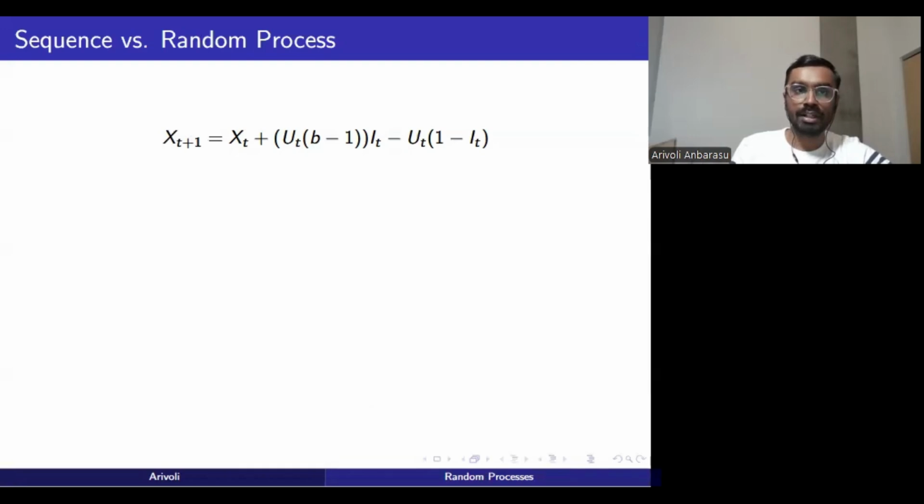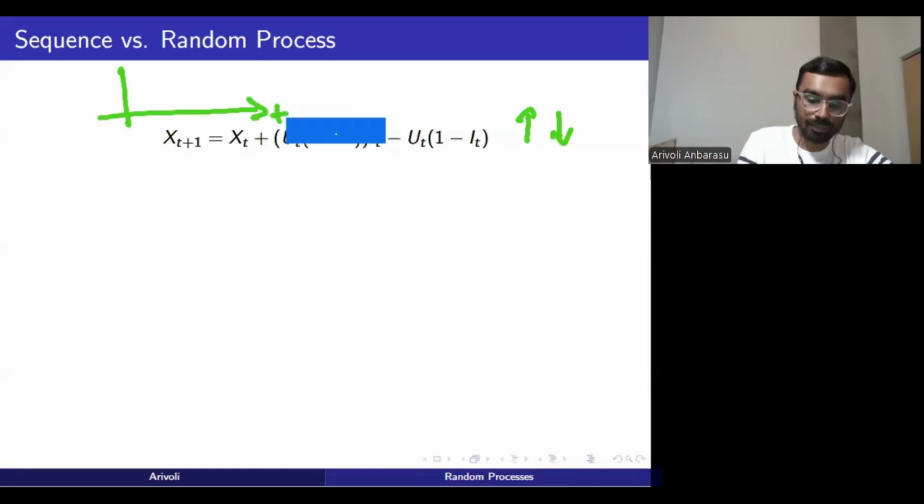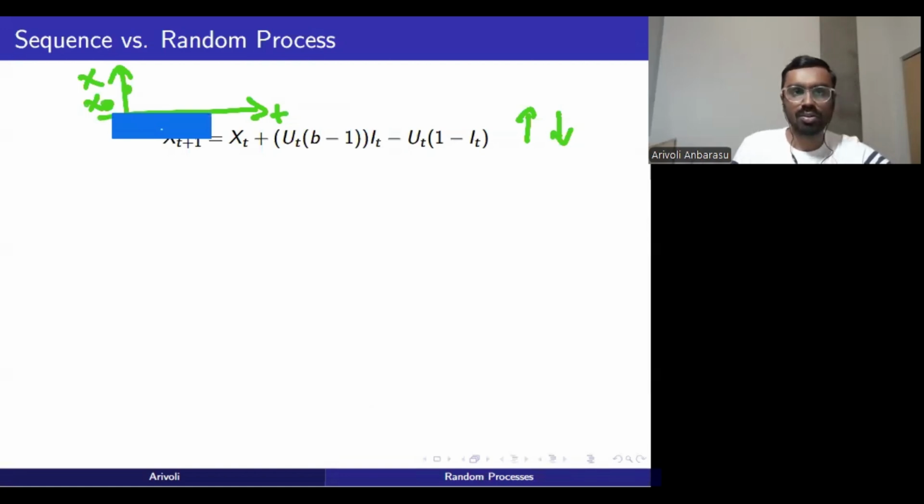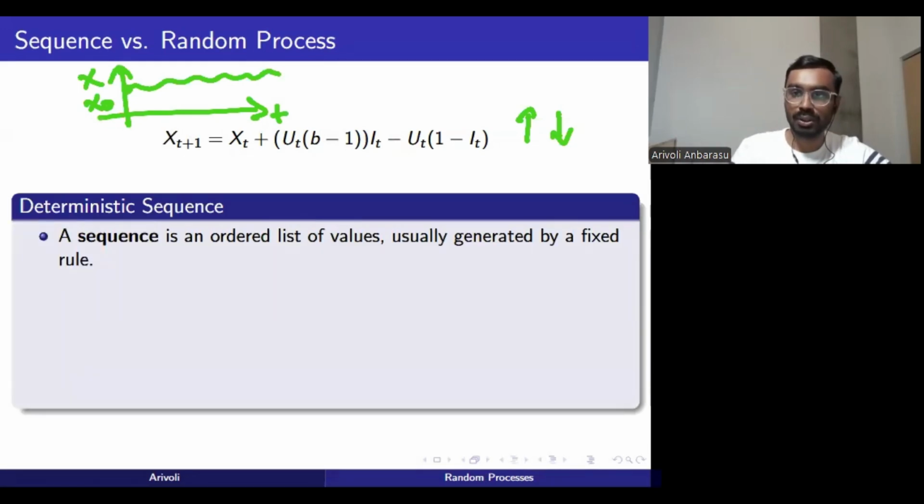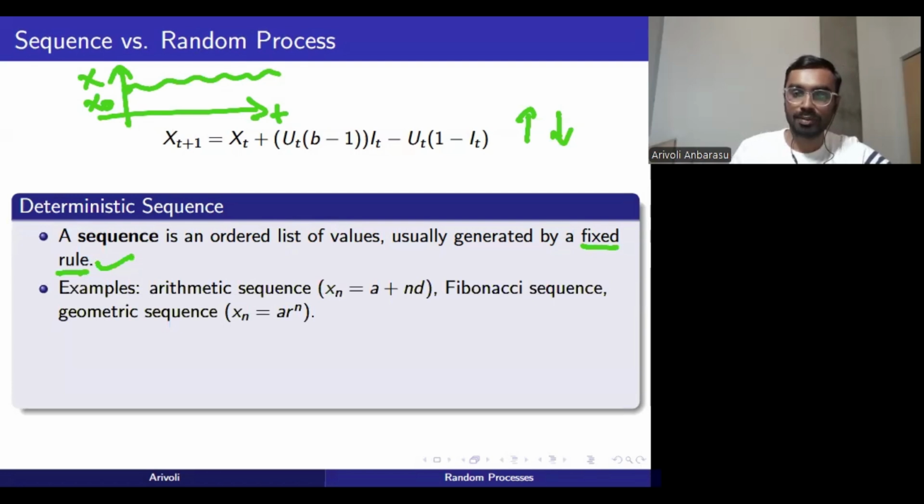We have this wealth update equation which says if you win, your wealth will increase, and if you lose, your wealth will decrease. So this creates a sequence of wealth indexed by time. So the question is, can we analyze this sequence using the ideas from the deterministic sequences? So let's see. Sequence is an ordered list of values usually generated by a fixed rule. Yes, ours follow this rule, like arithmetic sequences and geometric sequences.